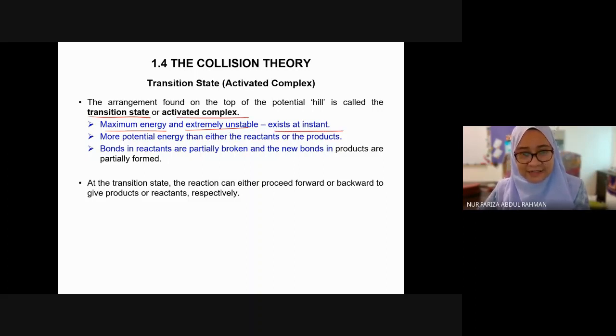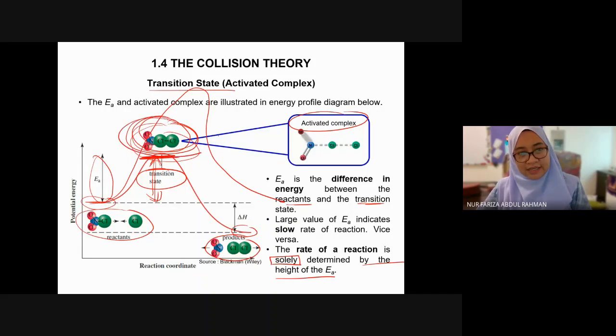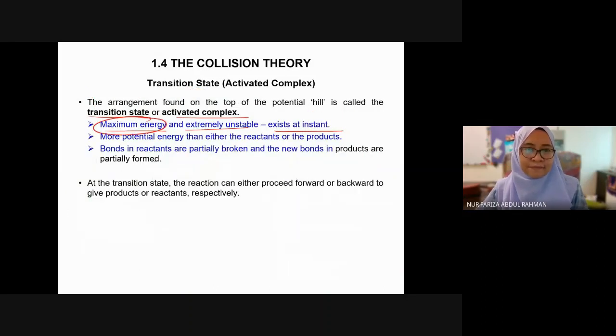Exists at instant. So dia jadi sekejap saja, more potential energy than either the reactant or the product. So dekat peak ni, the potential energy is the highest. Yelah, you tengok lah ni graph kan. So dia paling tinggi guys tu. So the potential energy is the highest. The highest energy. Bonds in reactant are partially broken and the new bonds in product are partially formed. So this is another point that you have to take note.